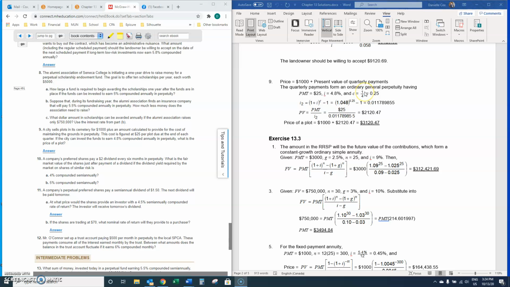So compounding was annual, so there was 1. Payments were quarterly, so it's 4. So C is equal to 0.25.